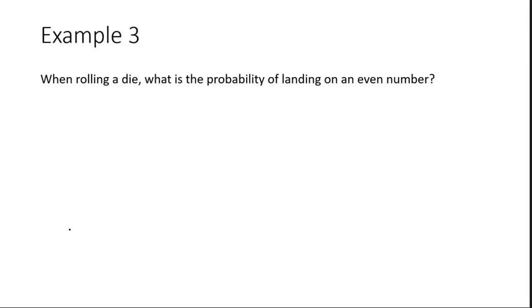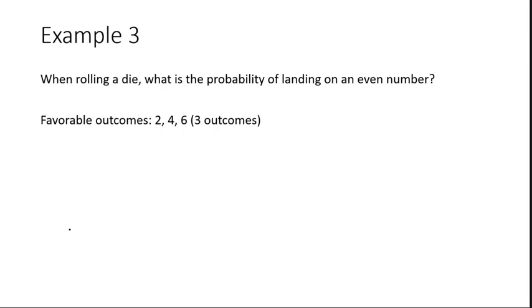Example 3, we are asked when rolling a die, what is the probability of landing on an even number? So on a die, there are 6 sides, numbers 1 through 6. So with the numbers 1 through 6, the even numbers would be 2, 4, or 6. So that is 3 favorable outcomes, 3 things we want to happen. One of those numbers.